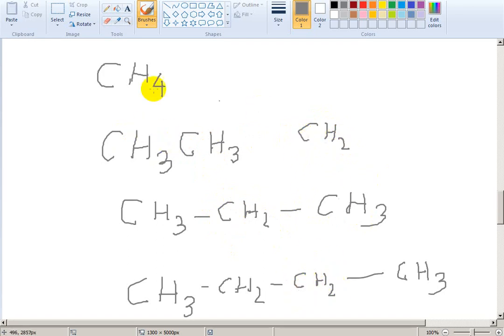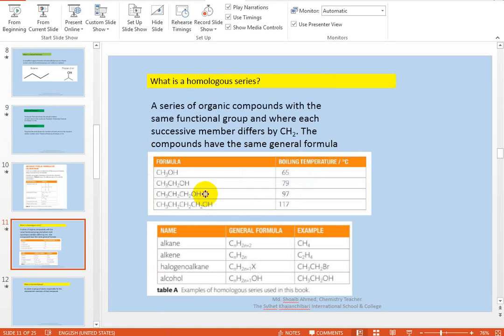So in a homologous series, this is the alkane, same functional group. Each successive compound differs by a methylene group, CH2. They are called a homologous series. This is the homologous series of alkane.